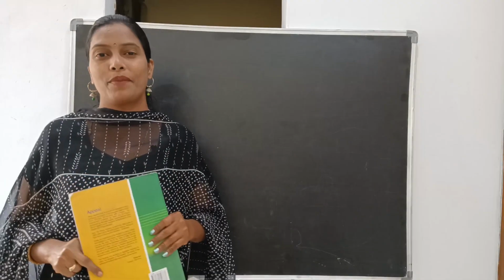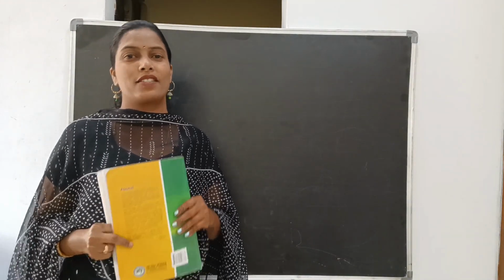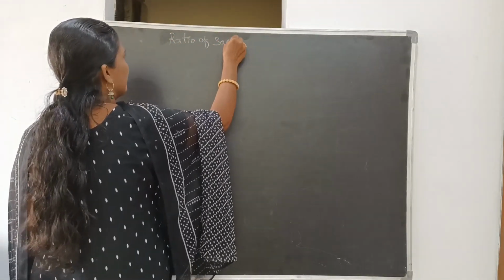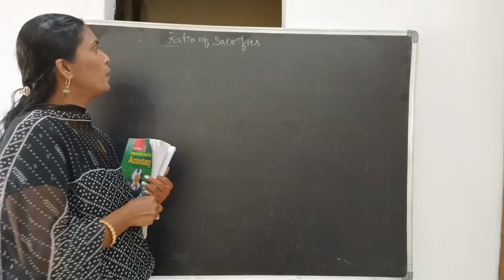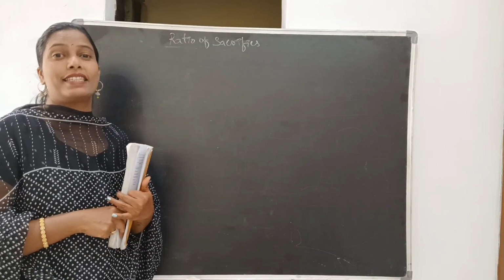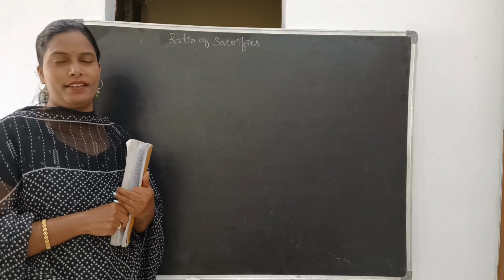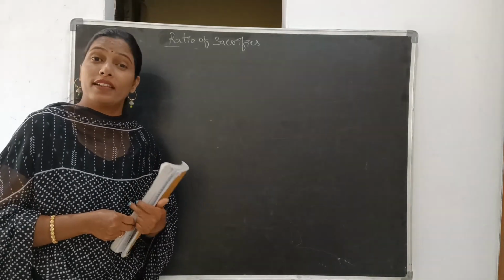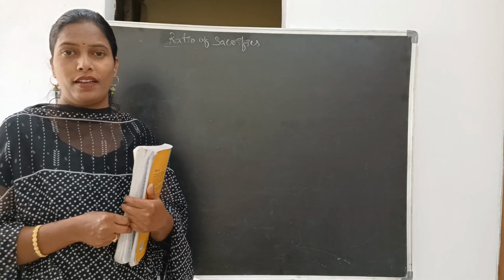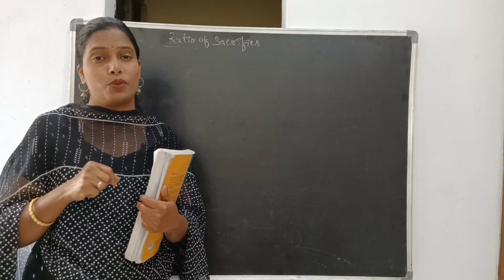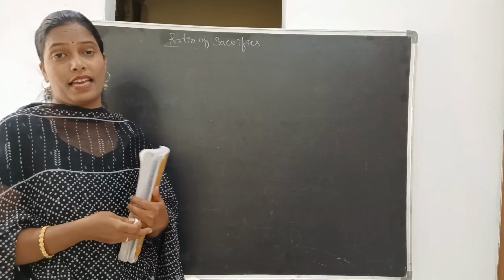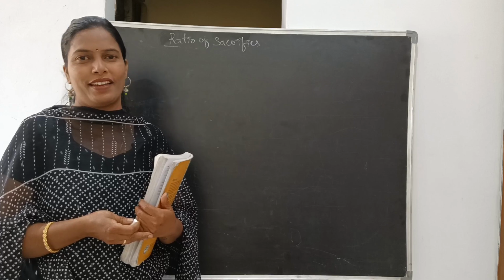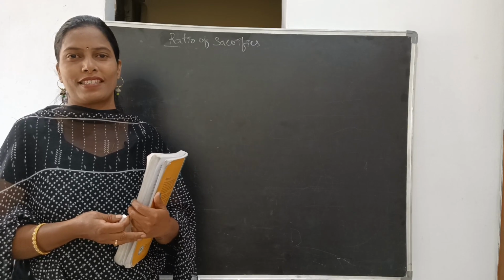So today in this class I am going to teach you a very interesting topic, which is called ratio of sacrifice. This is one of the methods of calculation of goodwill. So how to calculate goodwill in different methods. We have already discussed methods of goodwill. If you have any doubts, just go through the previous classes.